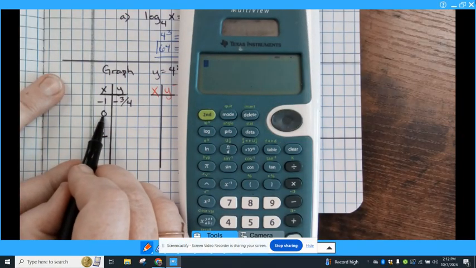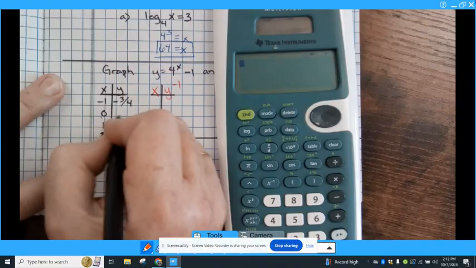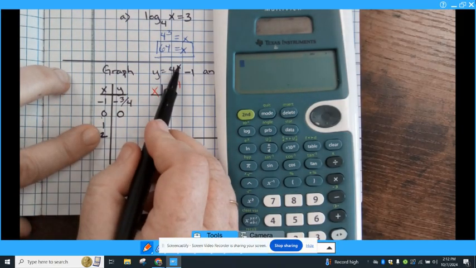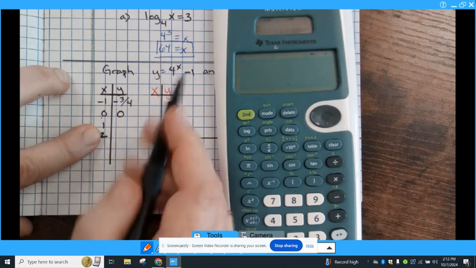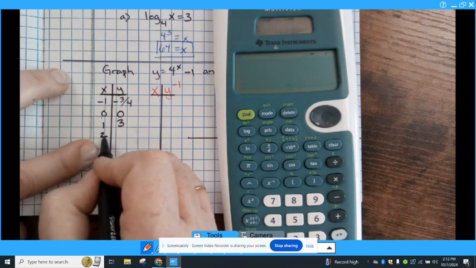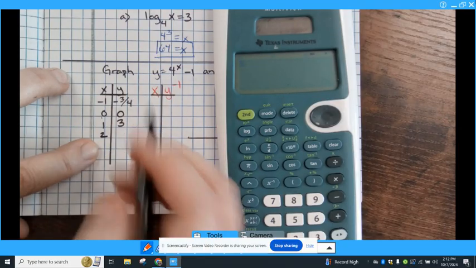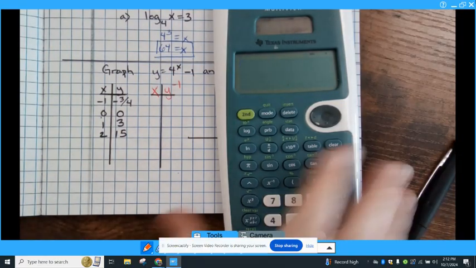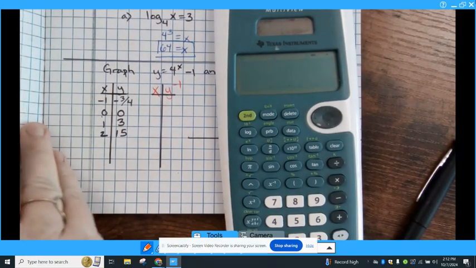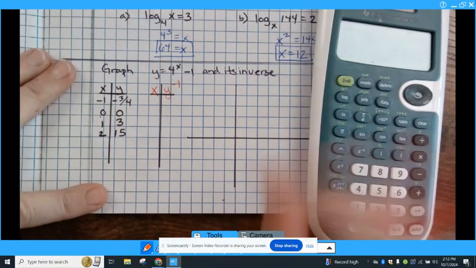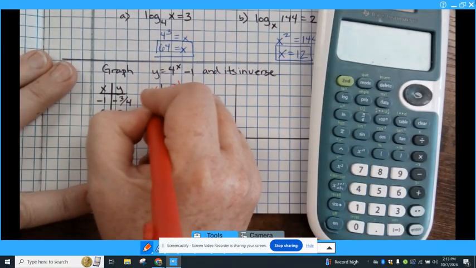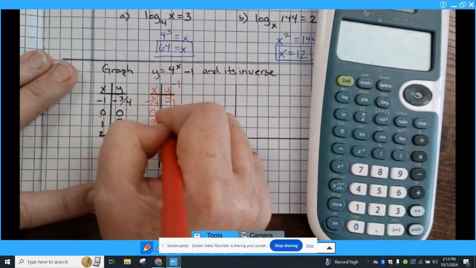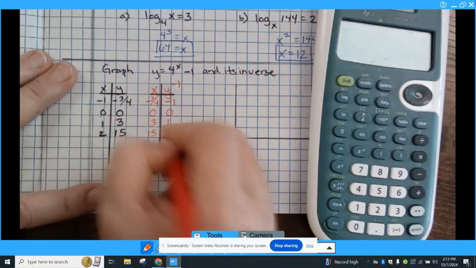4 to the 0 is 1. 1 minus 1 is 0. 4 to the first is 4. 4 minus 1 is 3. 4 squared is 16. 16 minus 1 is 15. If I'm going to graph its inverse, if you guys remember, we can just switch the x and the y. So this is going to be negative 3/4, negative 1, 0, 0, 3, 1, 15, 2.